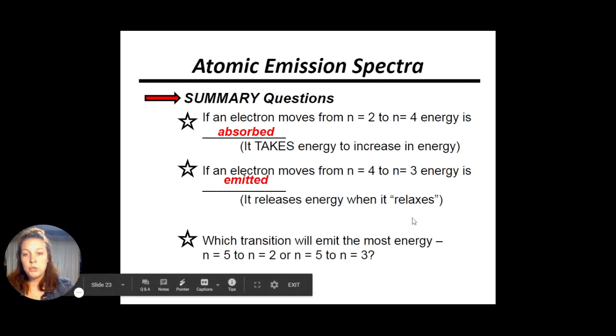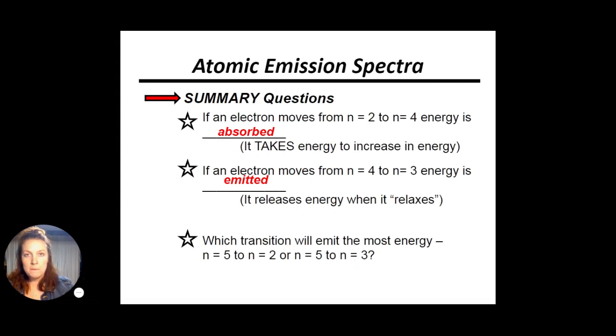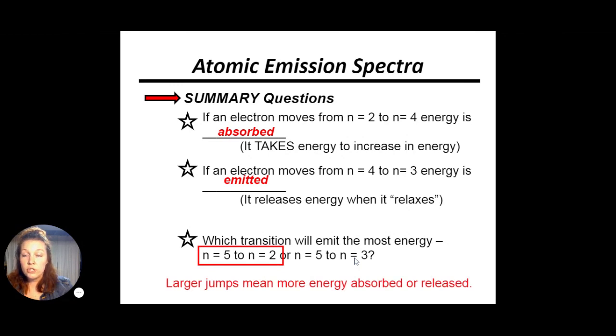So if we were comparing two transitions, an electron going from energy level 5 to energy level 2, or an electron going from energy level 5 to energy level 3, which transition would release or emit the most energy? It would make sense that the larger leap produces the most energy.